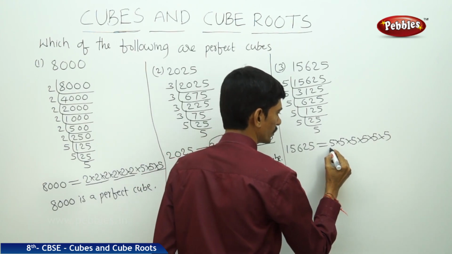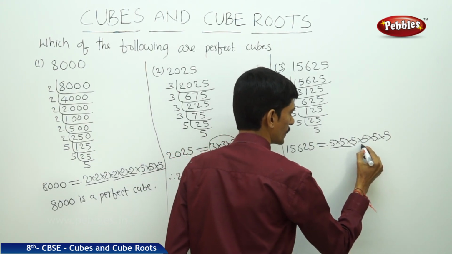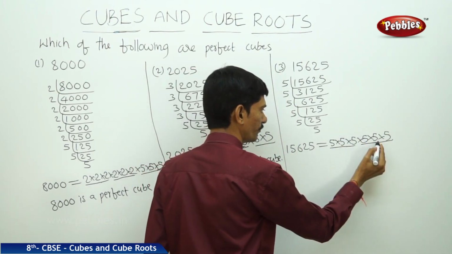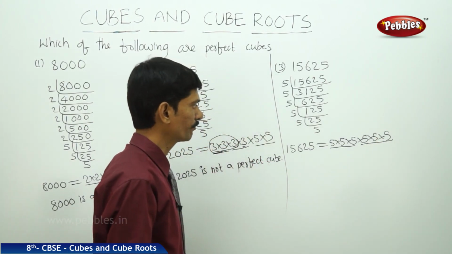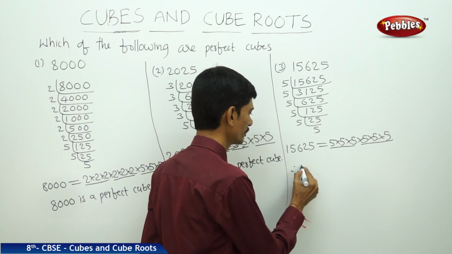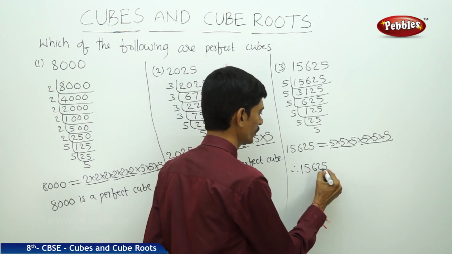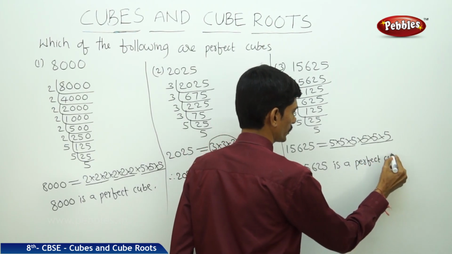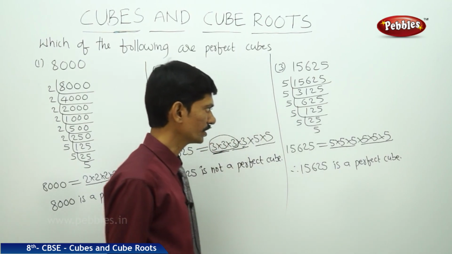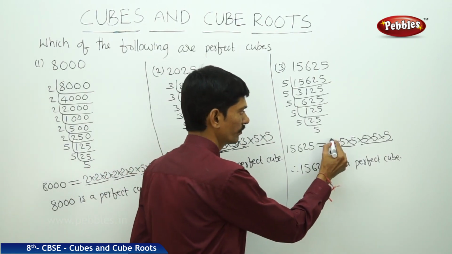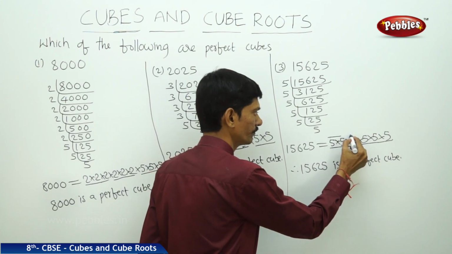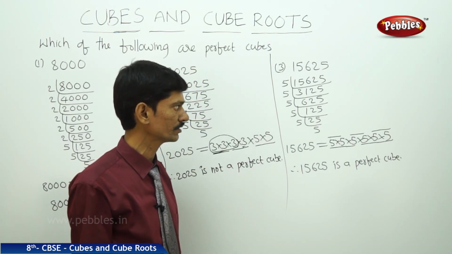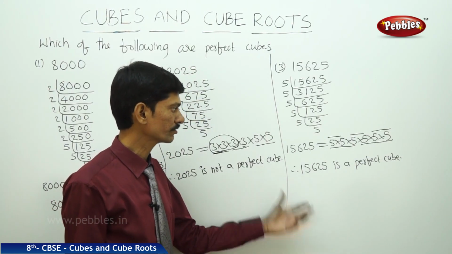Now if you take groups of 3, here 5 appears 3 times, again 5 appears 3 times. So each prime factor appears 3 times. Therefore we can write that 15,625 is a perfect cube. Now let us check whether it is a perfect square or not. Here 5 into 5 is in a pair, again 5 into 5 is in a pair, again 5 into 5 is in a pair. So every prime factor appears as a pair. So it is also a perfect square.